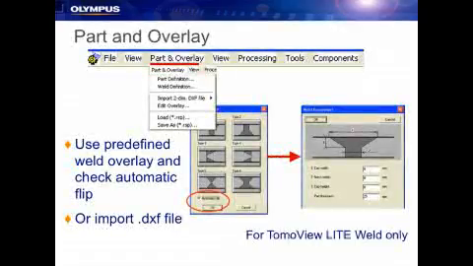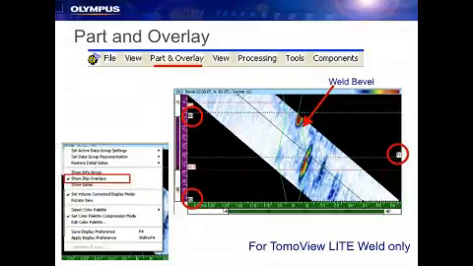Here's an example of a weld overlay. You go to Part and Overlay, and you define the weld overlay type. For example, you can pick any one of the 6 selections over here, and you can modify the parameters over here, and it will give you a weld overlay. This is not a particularly realistic weld, but it's good enough for illustration. And of course, the alternative is to import a DXF file, which we've done regularly.